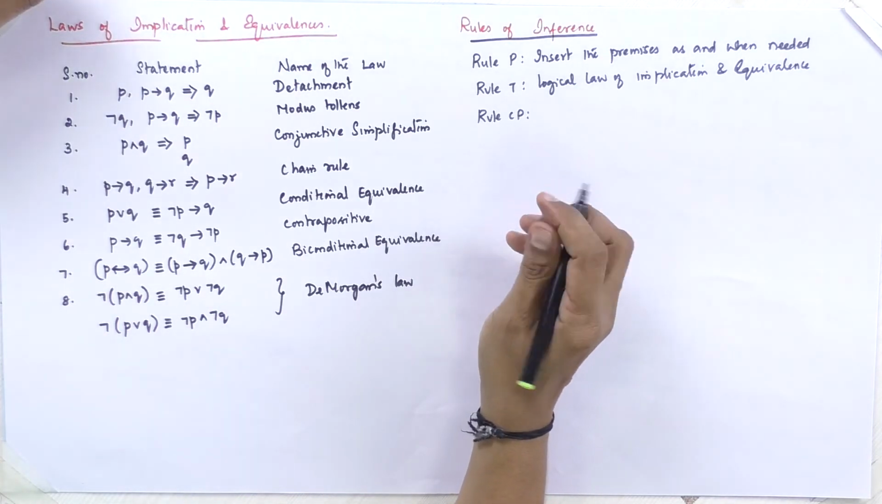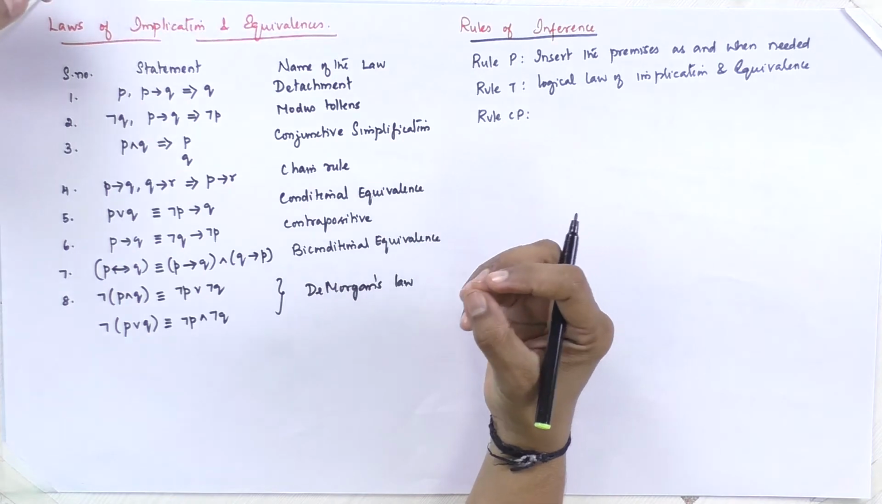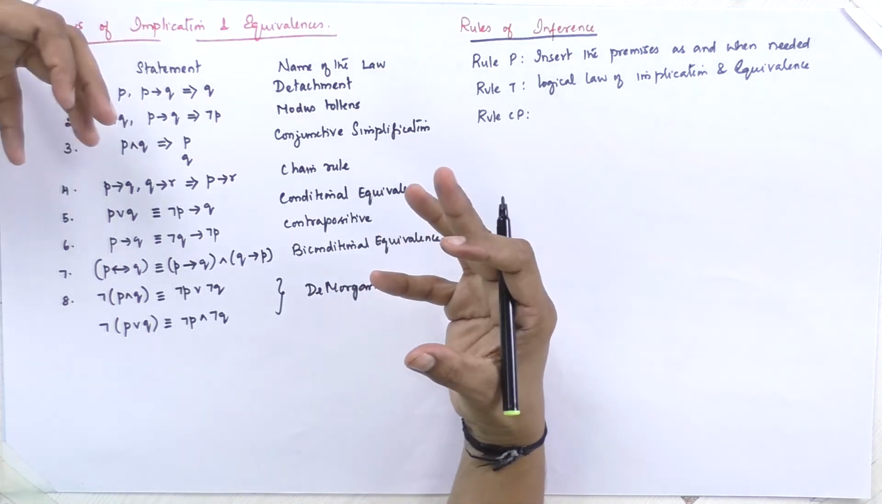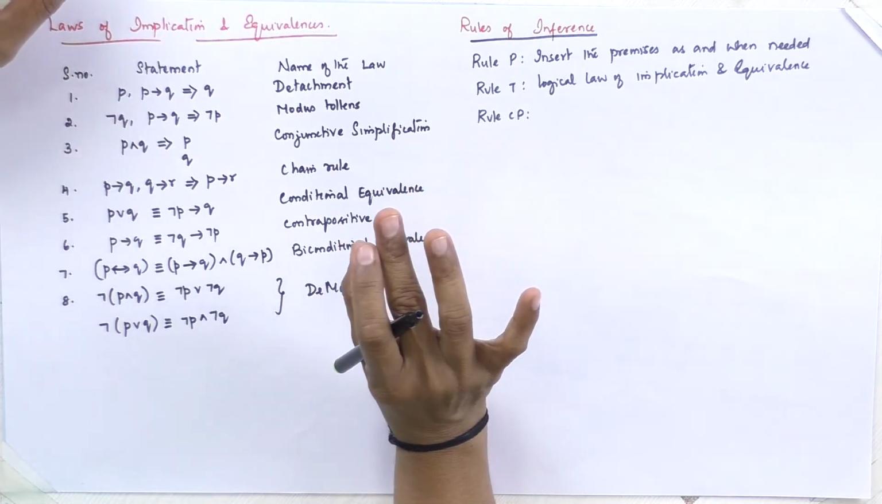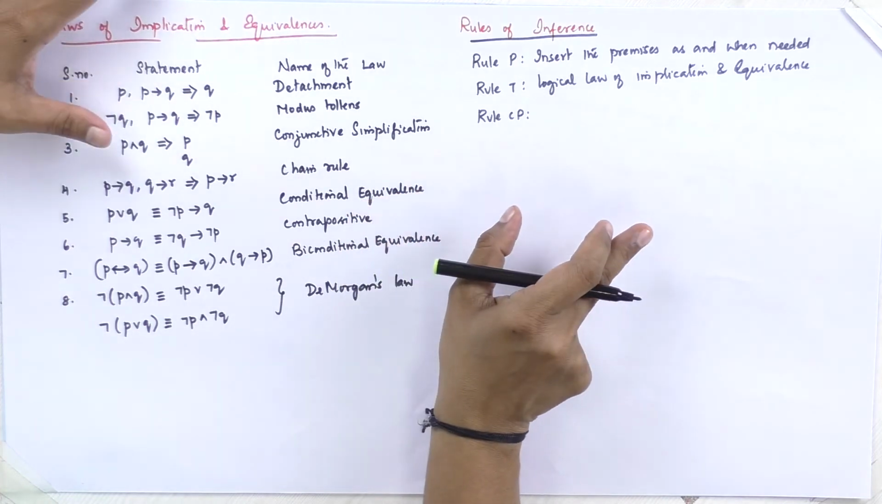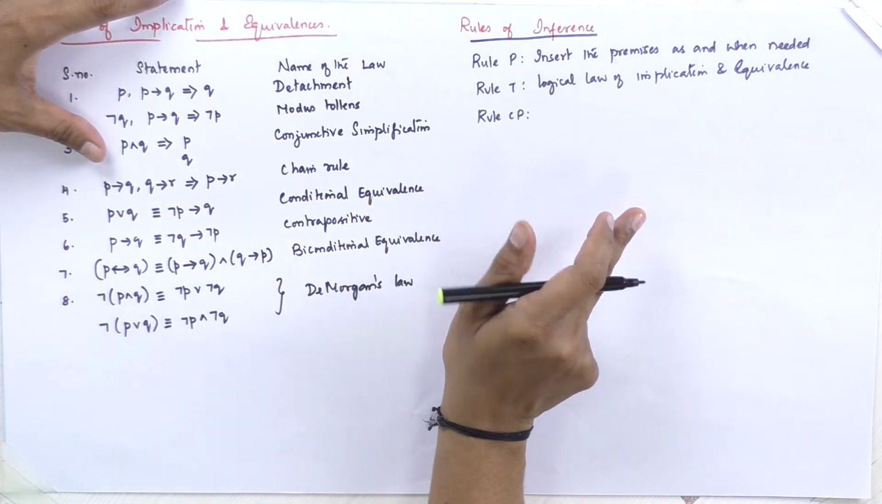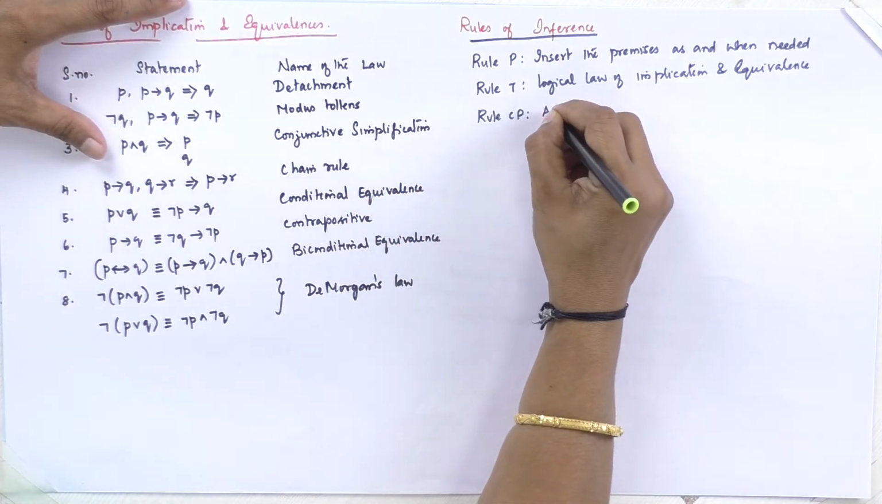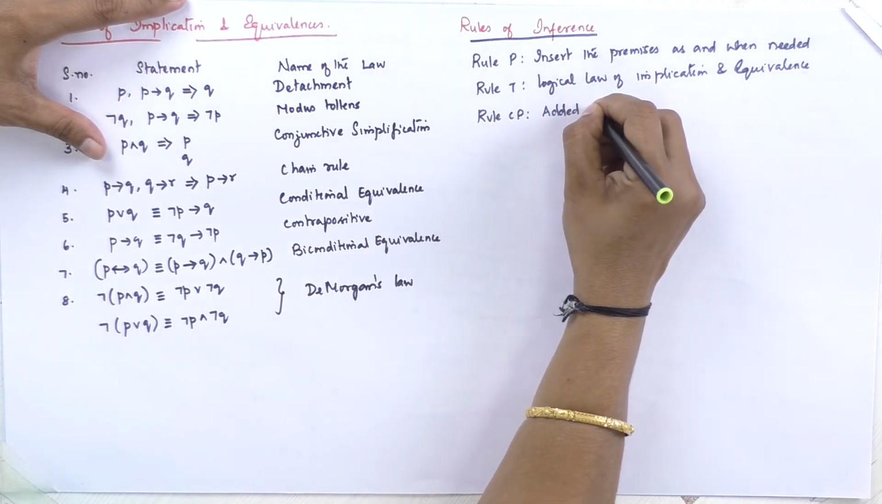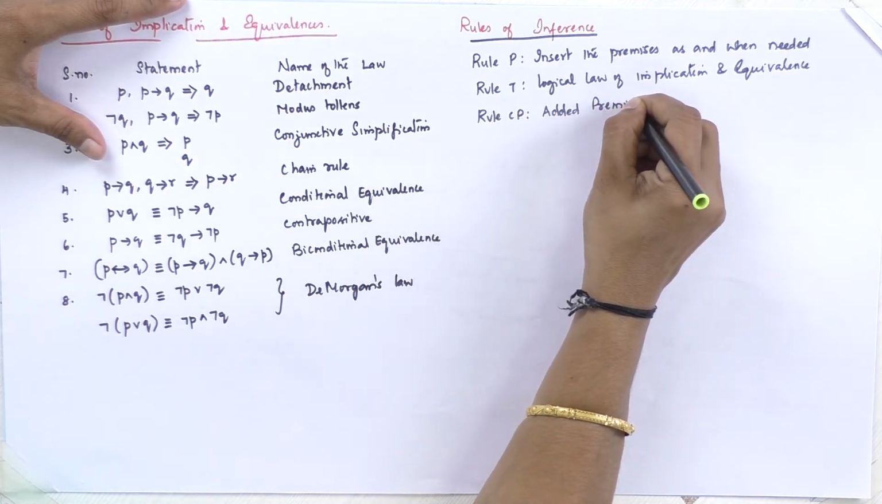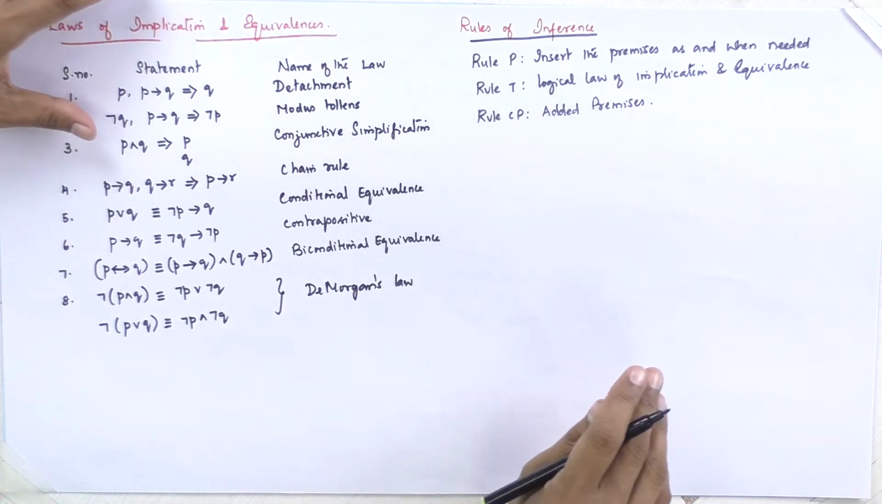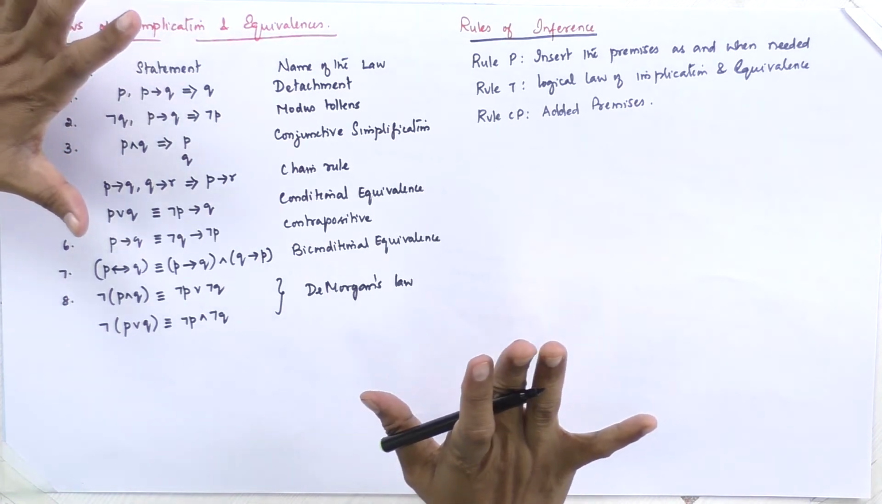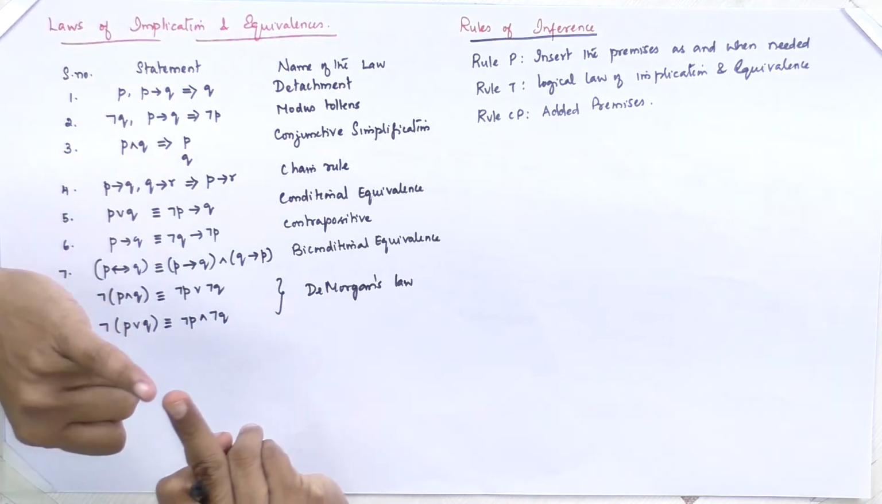And the next rule, CP, is conditional proof. That is, if we think that any of the premises is missed out, and if we had that premise, definitely we would have arrived at the conclusion part, then it can be added. So an added premise will be there, and that will be denoted as rule CP. So this is all with the rules of inference. That is, we will have rule P, rule T and rule CP.